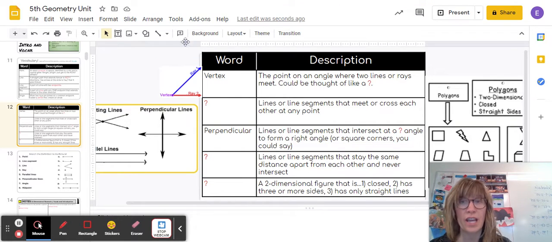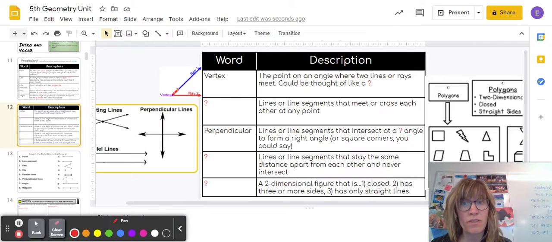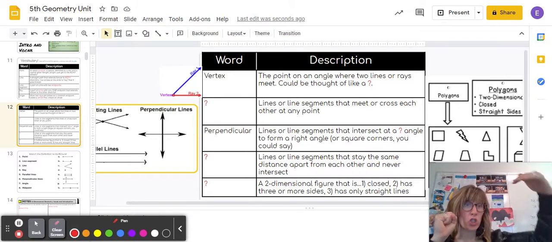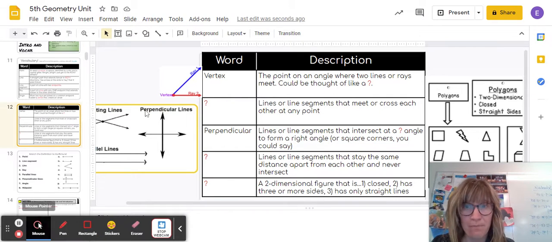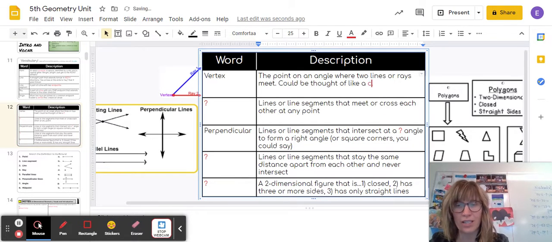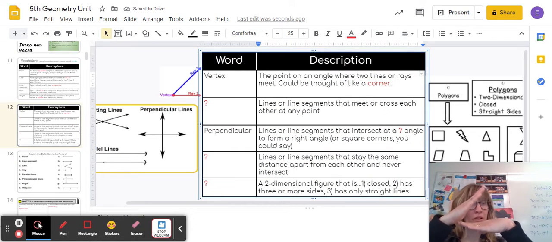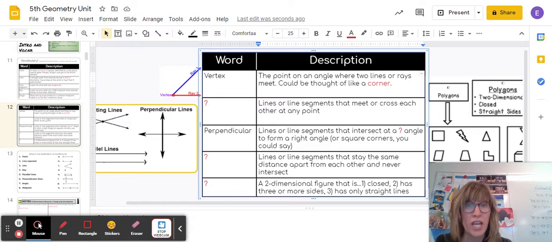So when we think about a vertex, we know that it's that shared point that two rays come out of. So that is the point on an angle where two lines or rays meet. It can be thought of in some ways like a corner. It's like you're at the corner of this road and this road. That angle could change, but the point that they meet, that vertex, is going to be shared.